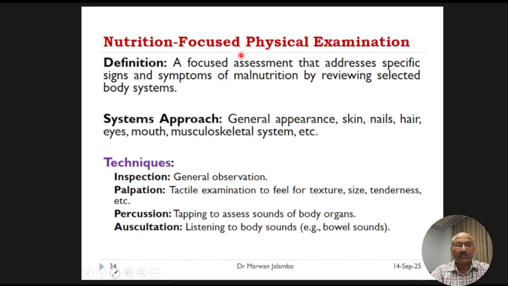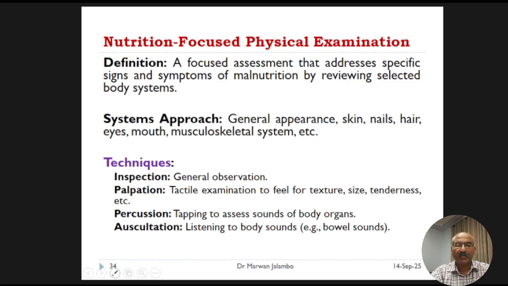The nutrition-focused physical examination is a systematic head-to-toe examination of the patient's physical appearance to identify signs of malnutrition, nutrient deficiencies, or toxicities. This is a focused assessment where we look at specific body systems like the skin, nails, hair, eyes, and mouth, and assess for muscle and subcutaneous fat wasting.